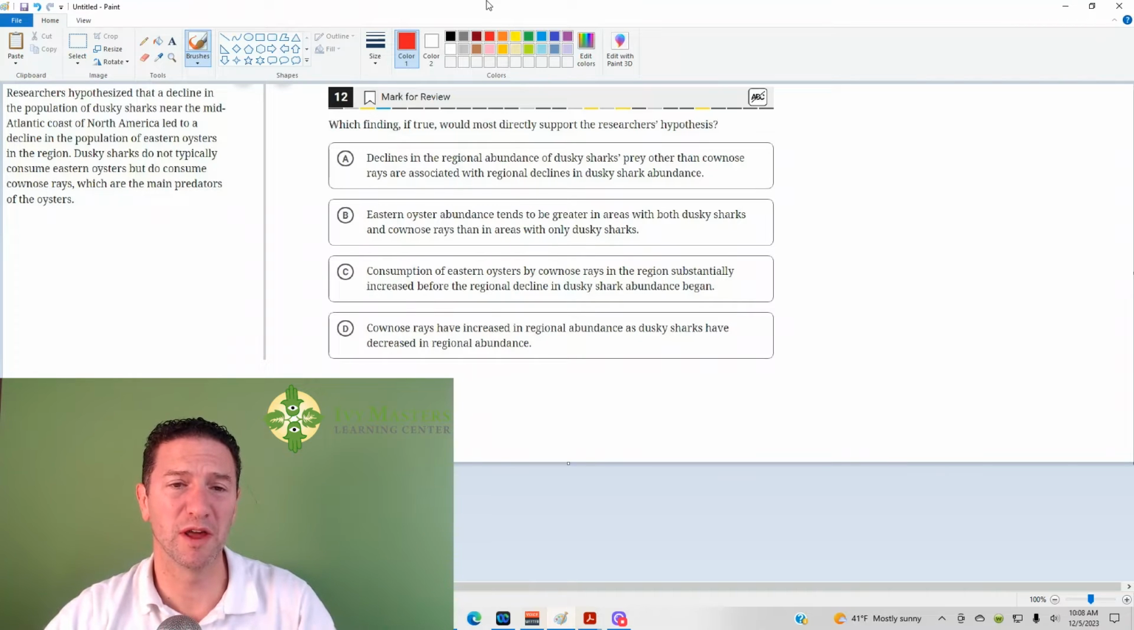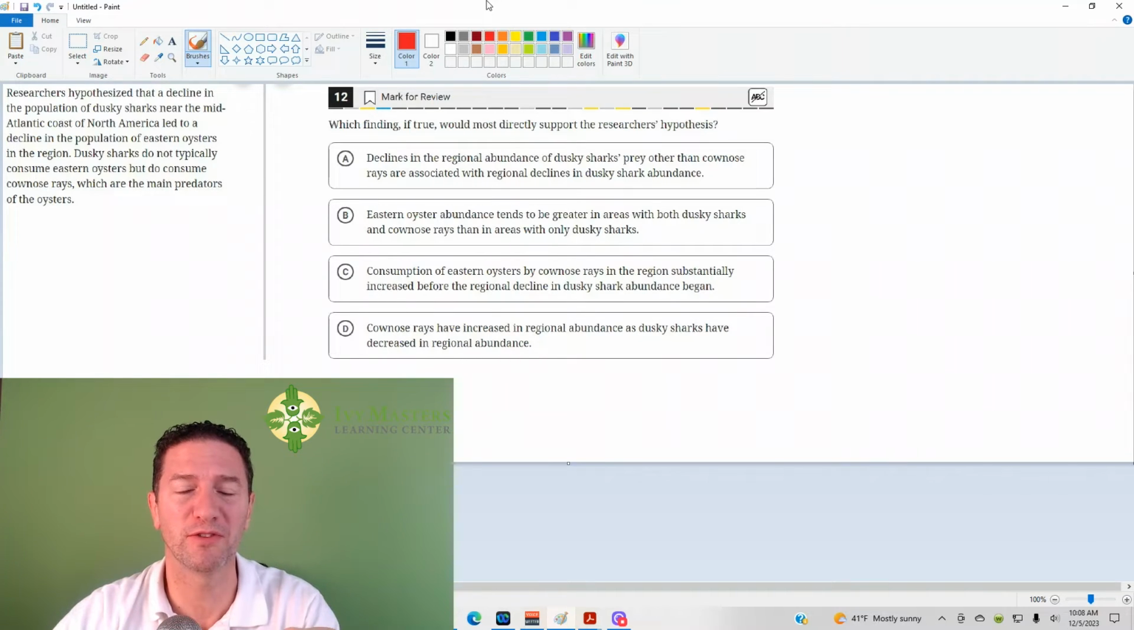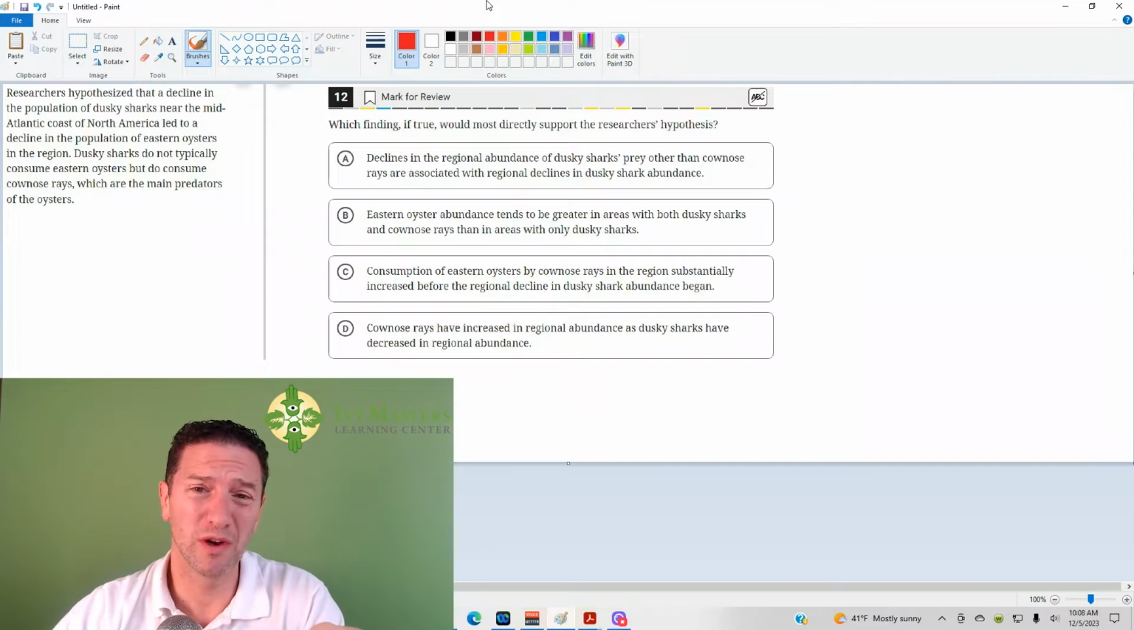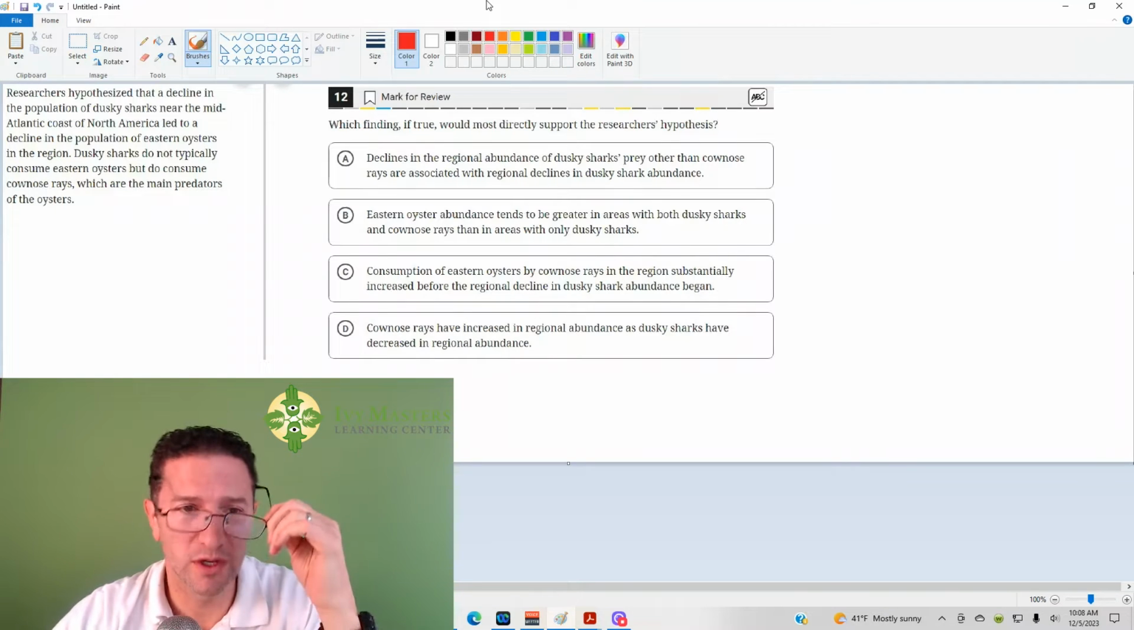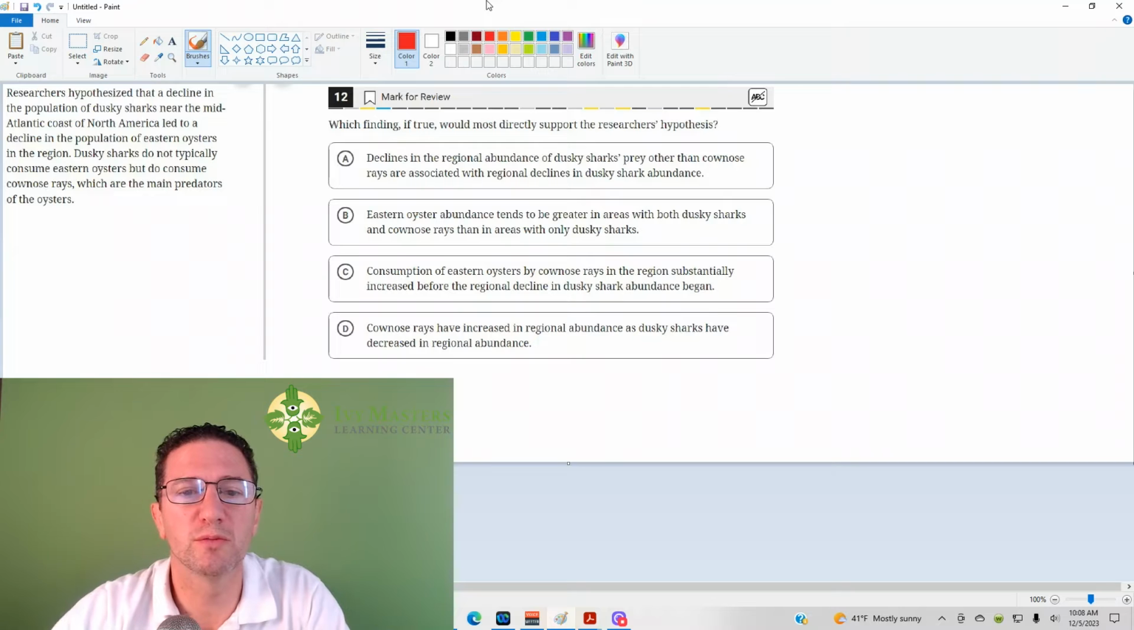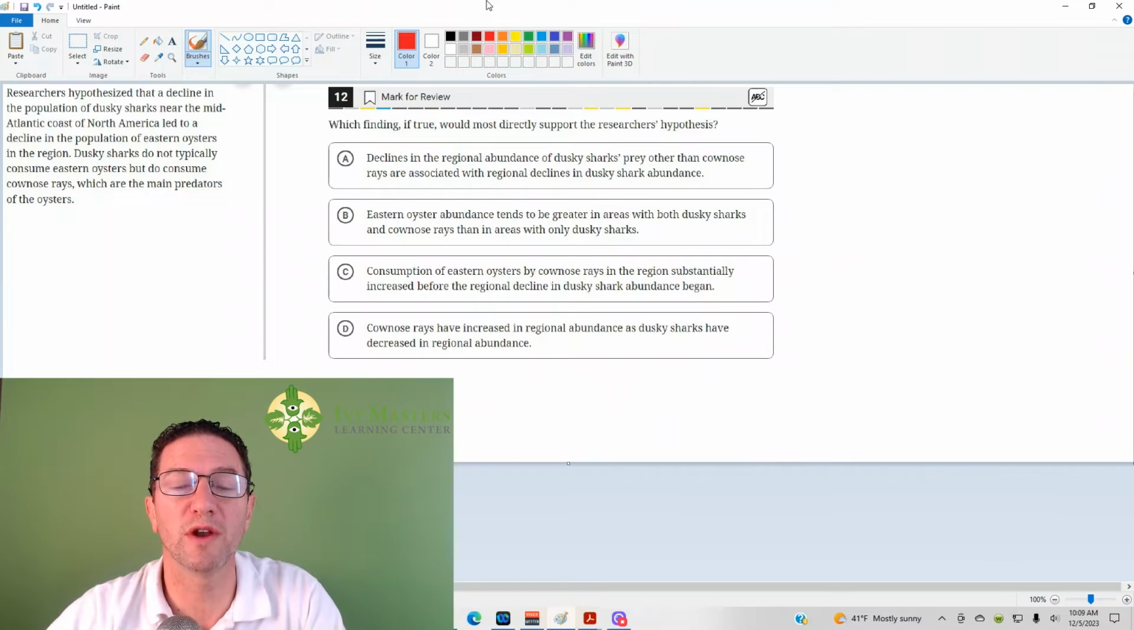SAT Test 1, Module 2. This is from the harder set of reading and writing questions. This one is a bit of a doozy. Number 12 reads, which finding, if true, would most directly support the researcher's hypothesis? So when you go to the passage, you want to look for the word hypothesis, pinpoint what the hypothesis is.